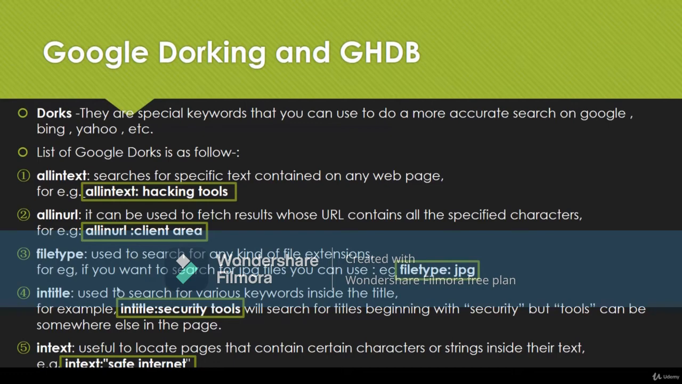So what does filetype do? Filetype is used to search for any kind of file extension. For example, if you want to search for a JPEG file, you can use filetype JPEG, and before that you can type the name of the JPEG file you want to search for or download.